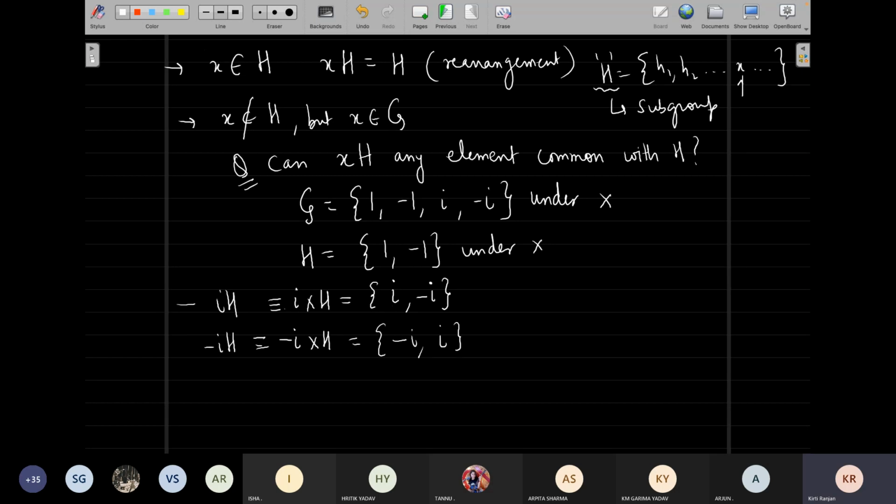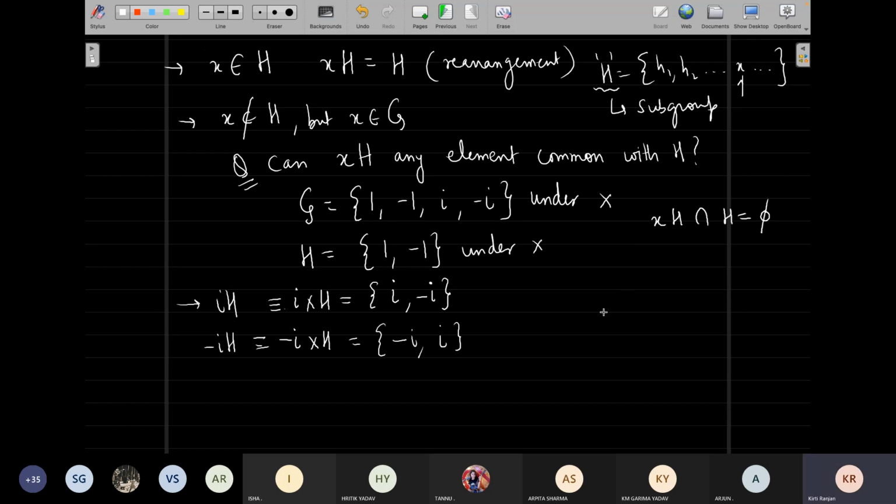Now, can you tell me something? Whether iH, which is, let's say, the first left coset which you have made, does it have any element which is common with H? No, sir. This does not have any element in common with H. Okay. What about minus iH? Does that have any element which is common? No. So does this give you an idea what is going to happen to my question? Sir, if it does not belong to H, then XH also does not. So what you seem to be getting is this.